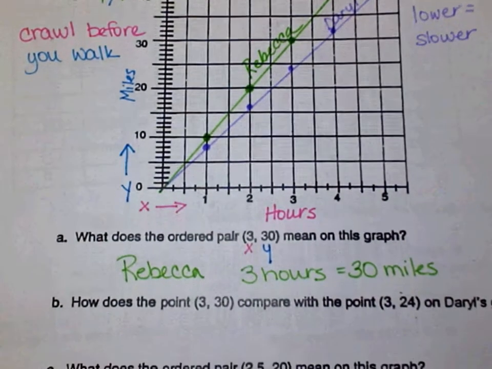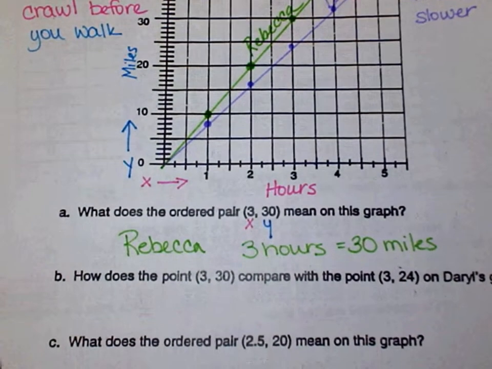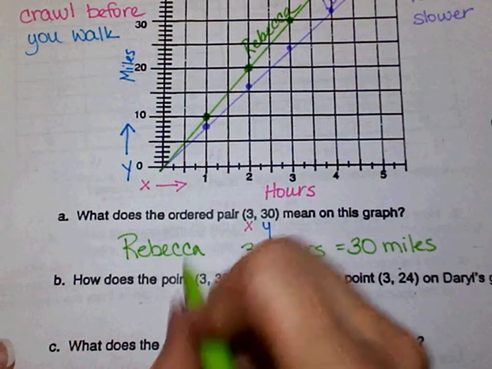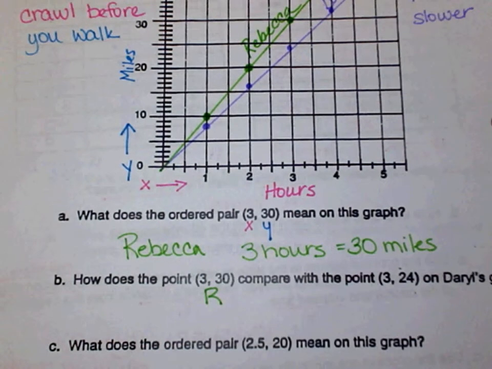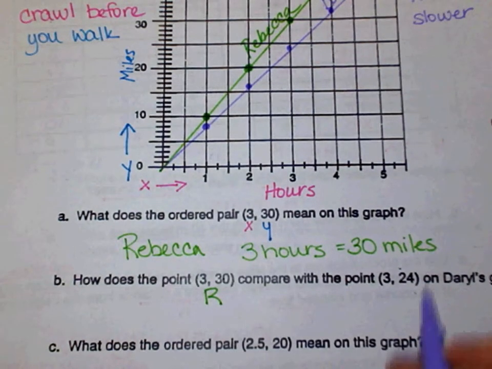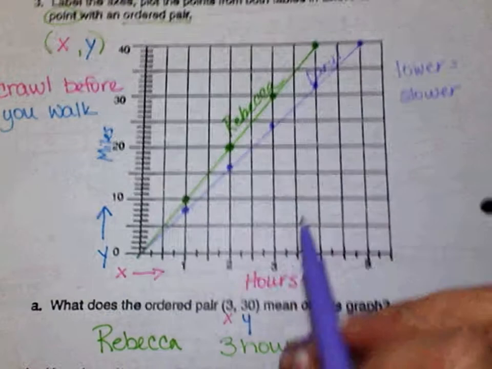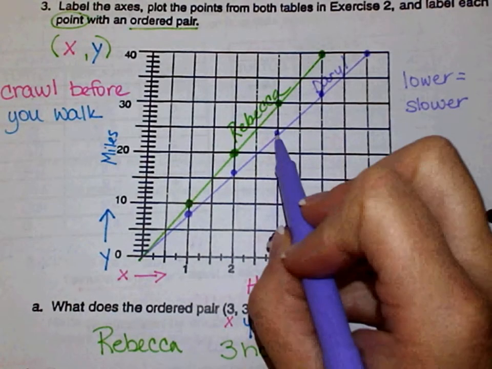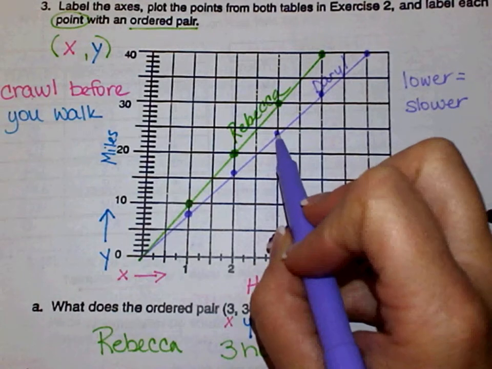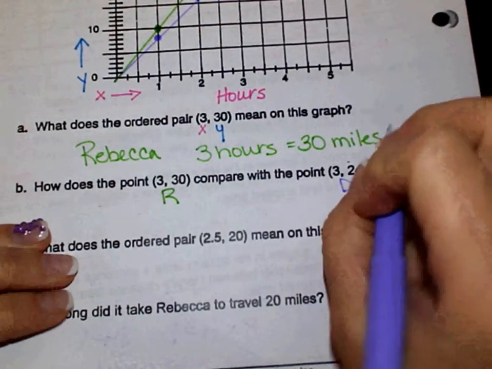B says, how does the point 3, 30, which we just looked at, we know that this is Rebecca, compare with the point 3, 24? Well, let's look at 3. Go to 24. That's on whose line? Daryl. So this is Daryl's information here.